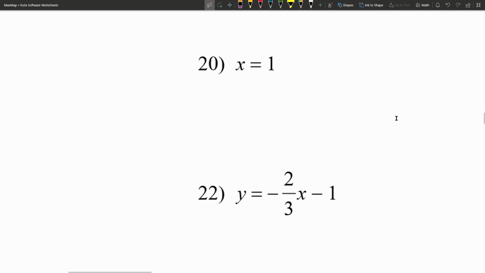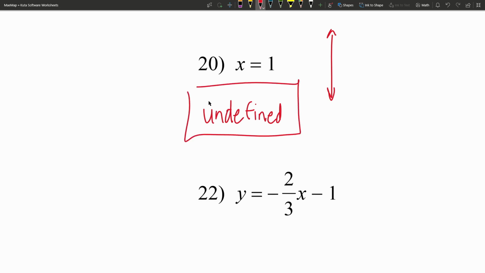Moving on to number 20. Ooh, number 20 is a bit trickier. We talked about this in number 15 though. We're not in the form of y equals mx plus b. You can see there's no y at all in this equation. There is absolutely no y, which means this is just a vertical line. And what did we say about a vertical line? The slope was undefined. So undefined is our answer for number 20.